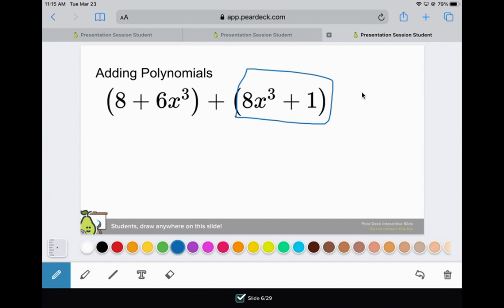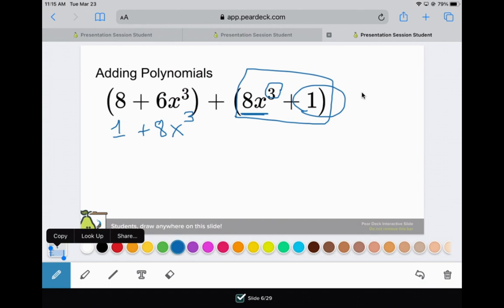Okay. So look over here. The first one I have is x to the third. This is the third power, so I'm going to line them up below this one. And it's positive, so I put positive. See, this one is a constant, so I put it below the 8. And now I don't have to worry about this. I just line them up according to the power, like terms.